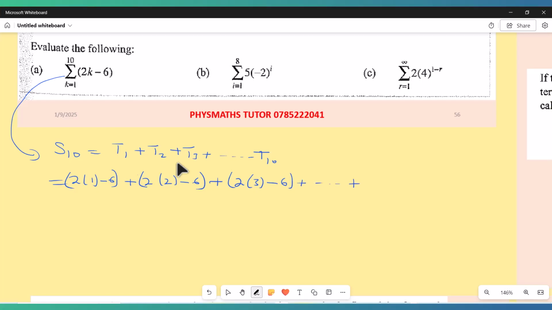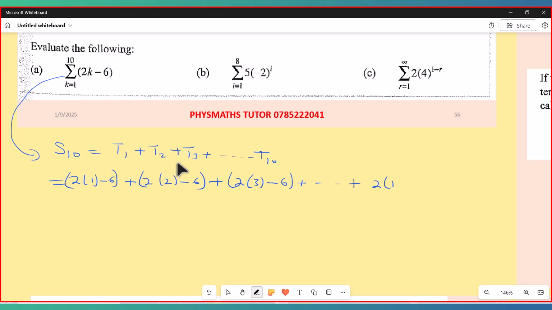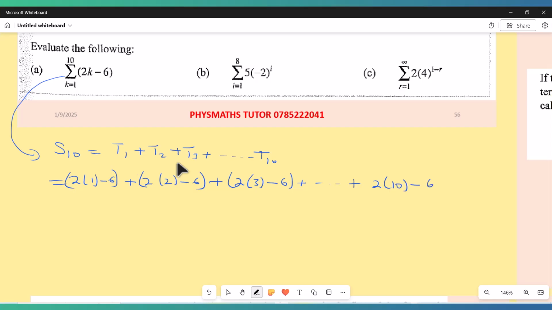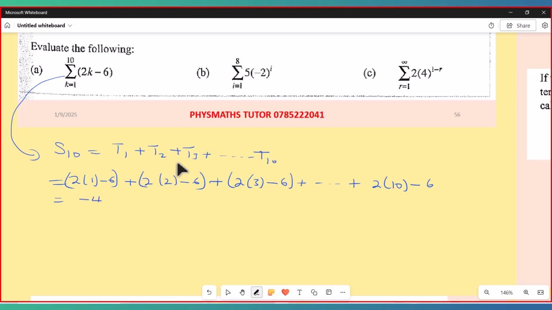What's going to be our last term here? I'm going to put k equals 10. Is that fine with you? 2 into 10, then minus 6. Now, what is 2 times 1? It is 2. What is 2 minus 6? Minus 4. That's our T1.